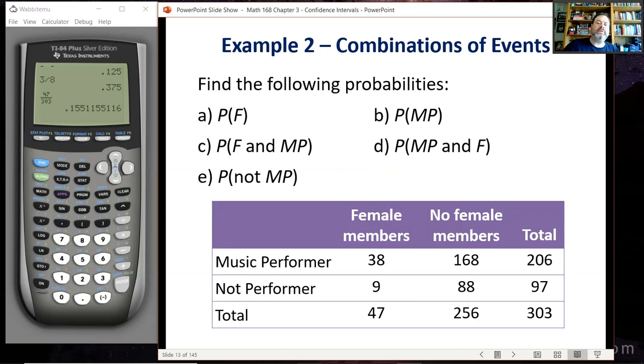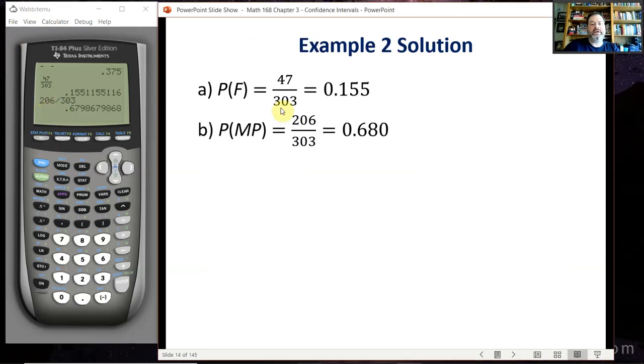What about the probability of a music performer? Well, how many music performers are there? 206, right? So 206 divided by 303. Again, you can type it in however you want. Doesn't matter. Right? So you get 0.680. Does that look like the answer over here? Sure does. And so on and so forth. So I'm going to leave the answers on the calculator so you can see them, and I'll keep flashing back to the solutions here.